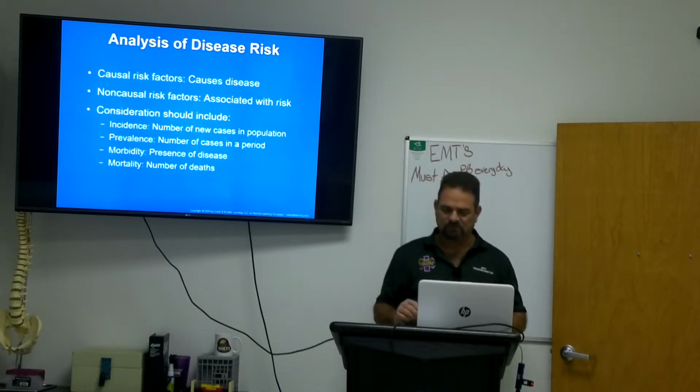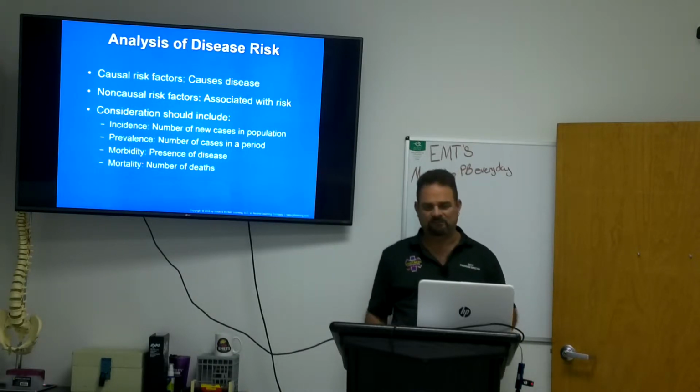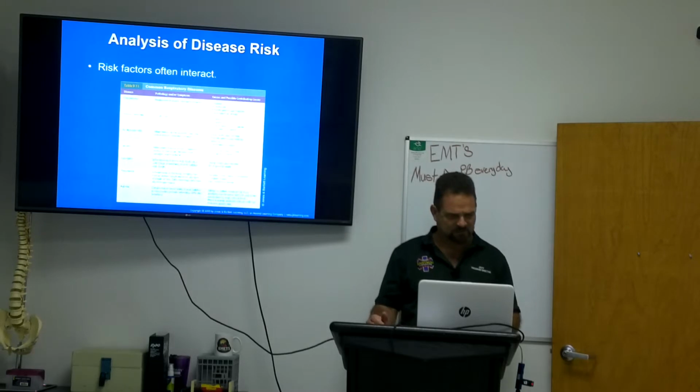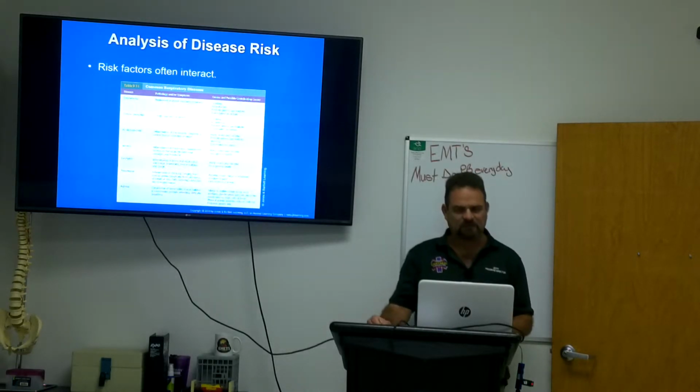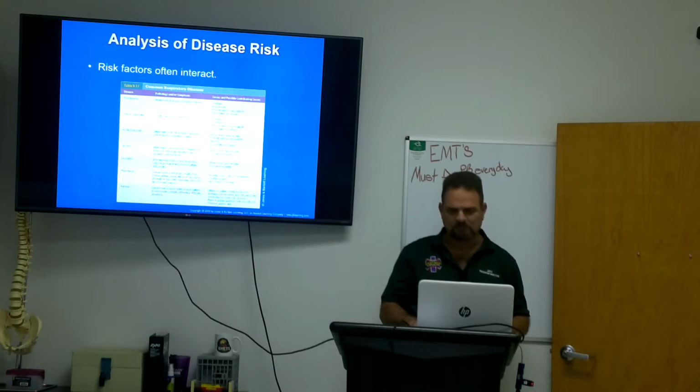Incidence is the number of new cases. Prevalence is the number of cases in a particular population. Morbidity is obviously the presence of a disease, or the incidence and the prevalence of that disease, and mortality is the number of deaths caused by it. So we need to monitor these things. This table shows you the interplay of the various risk factors in respiratory disease.